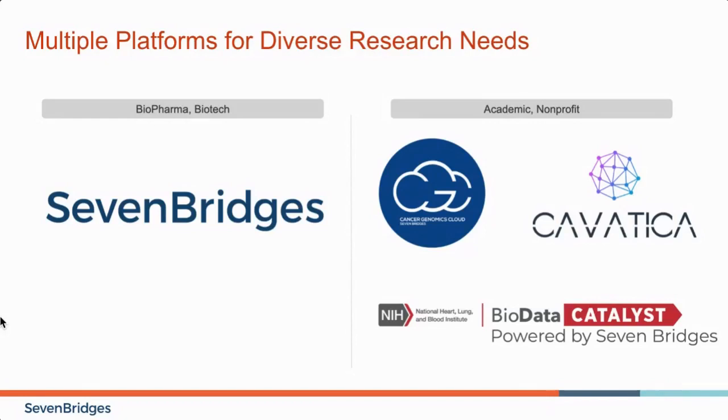So the Cancer Genomics Cloud is an NCI funded platform that primarily works with cancer researchers. And the data we're going to show you today and the work we're presenting today was primarily done on the Cancer Genomics Cloud. Cavatica is our platform for working with pediatric diseases. And Biodata Catalyst is a new platform for working with cardiovascular diseases.